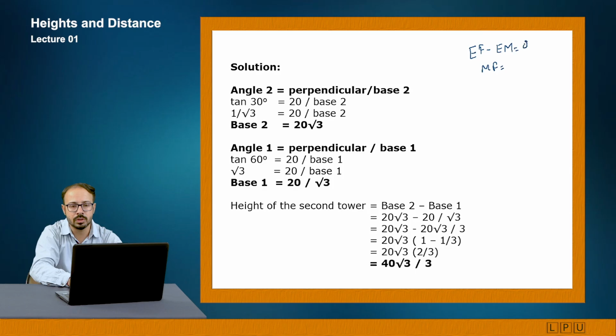So this is 20 root 3 minus 20 upon root 3. Done, so I can write 60 minus 20 upon root 3, which is 40 upon root 3. Clear? So this is my desired answer. I hope this is clear to all of you.